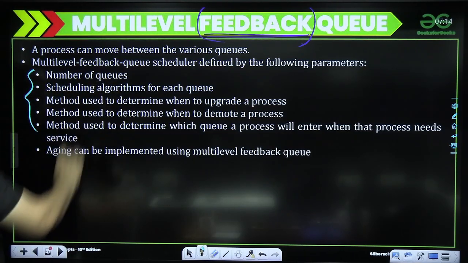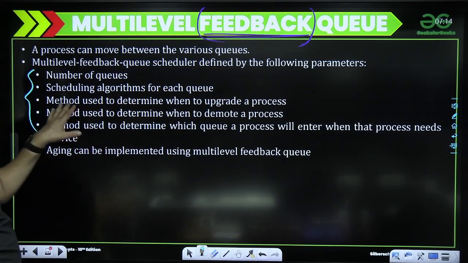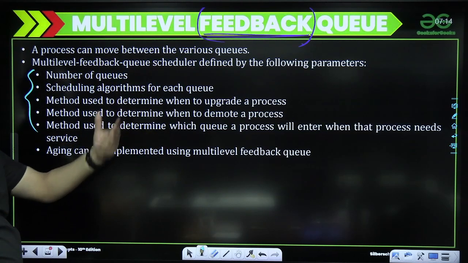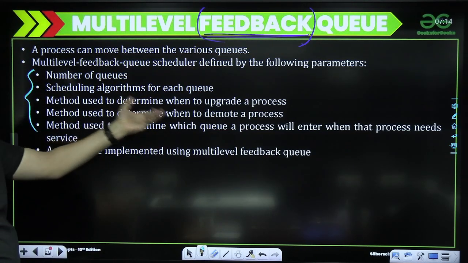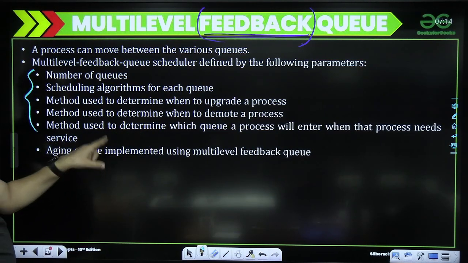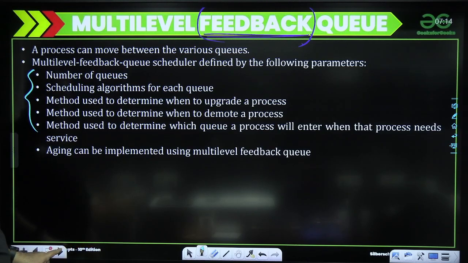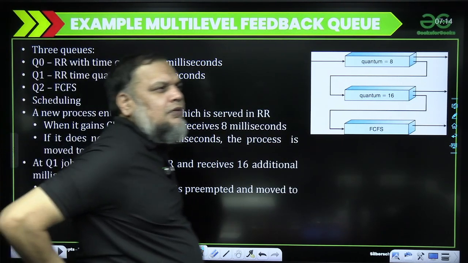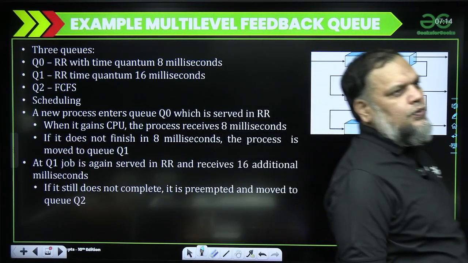How many queues do you have? What is the scheduling algorithm for each queue? The method used to determine when to upgrade a process from a low level to a high level. The method used to determine when to demote a process. The method used to determine which queue a process will enter when that process needs service. And aging can be implemented using a feedback queue, as I'm going to show you here. So essentially, you can have a look at how the feedback mechanism will control the problem of starvation.